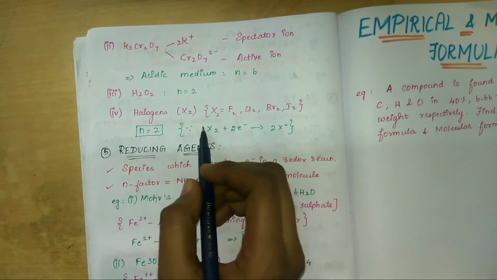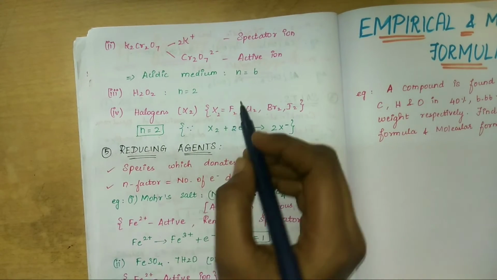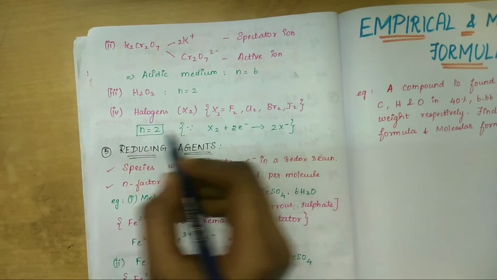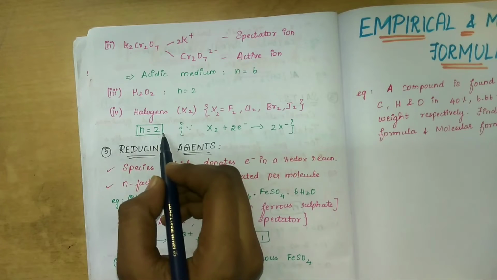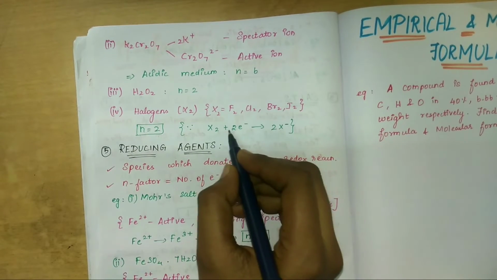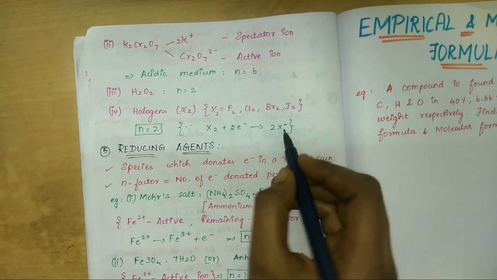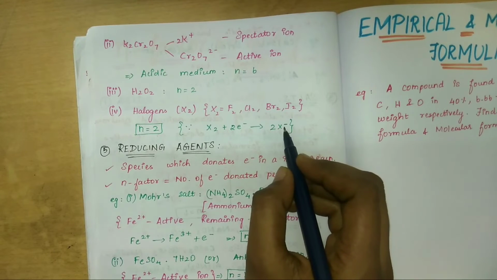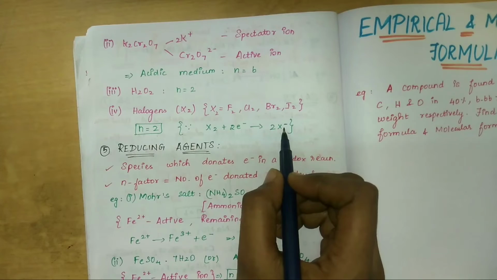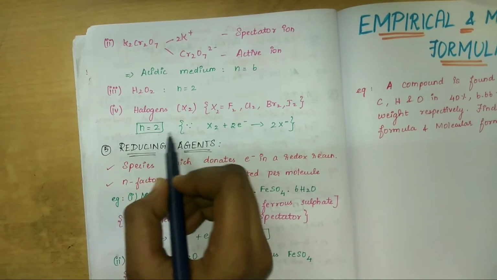For halogens, you will see they are always present in the molecular form like F2, Cl2, Br2, I2. Why is its n factor 2, not 1? It will undergo the reaction like this: X2 plus it will accept 2 electrons to give 2 molecules of X−, to attain the inert gas configuration. So it will have an n factor of 2.